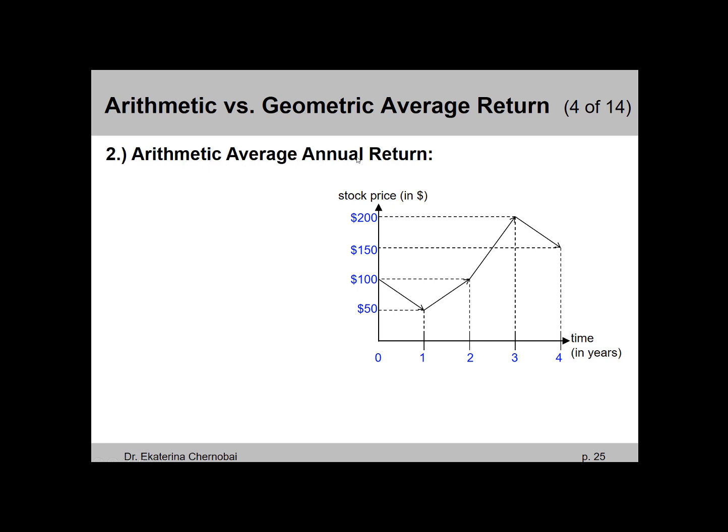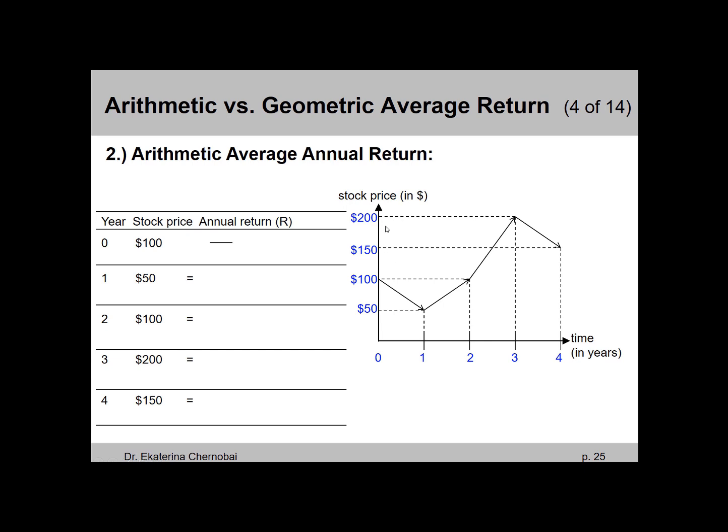Arithmetic average annual return. Return is typically calculated in percent, right? Like 5% return, 50% return. Do we have percentages? No, we don't. We are given the dollar amounts. We don't have any percentages yet. So how about we take the information that we are given and first figure out what they tell us about the percentage return we would be earning on this investment every single year. In year 1, in year 2, in year 3, and in year 4.